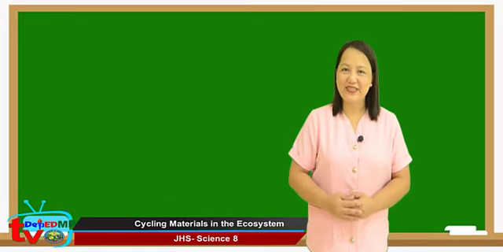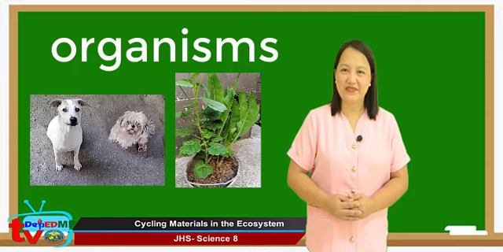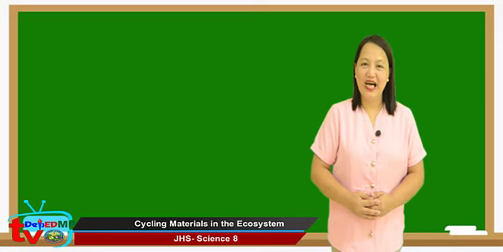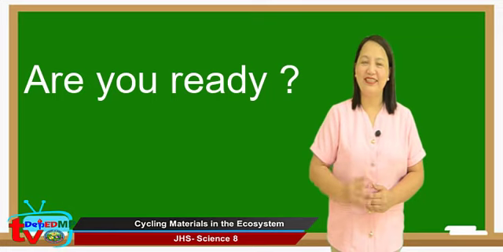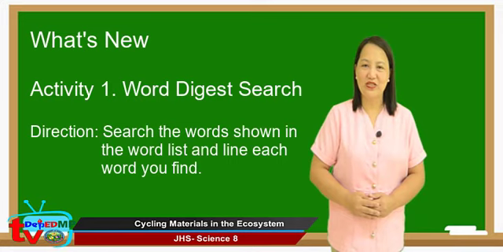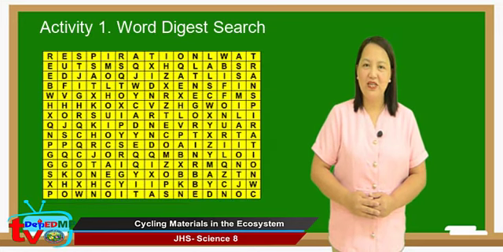In the previous lesson, you have learned the different elements and compounds. These materials flow in a cycle to help organisms survive. Before we proceed to our main lesson, I would like you to take the first challenge. Are you ready? Do Activity 1 entitled Word Digest Search. For the directions, search the words shown in the word list and line each word you find. You may pause this video so you can answer the activity. You may start now.